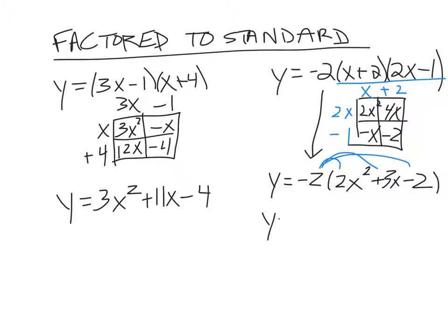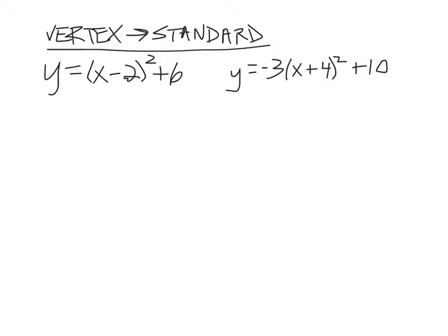So y equals negative 2 times 2x squared is negative 4x squared, negative 2 times positive 3x is negative 6x. And negative 2 times negative 2 is positive 4. Hopefully, changing from our factored to standard form wasn't too bad.